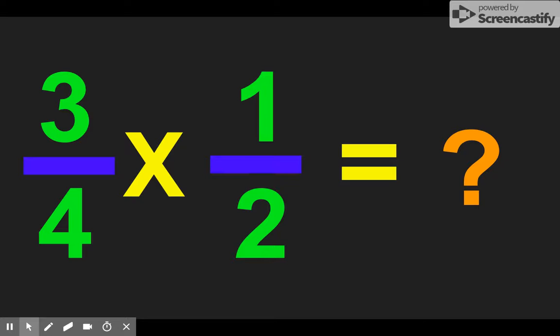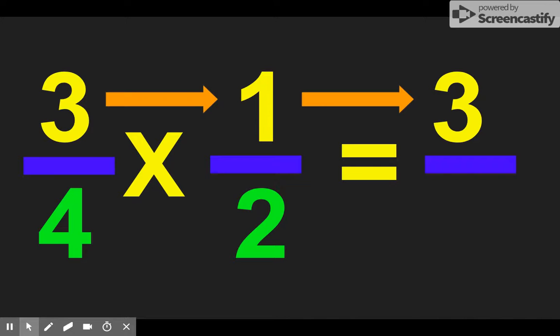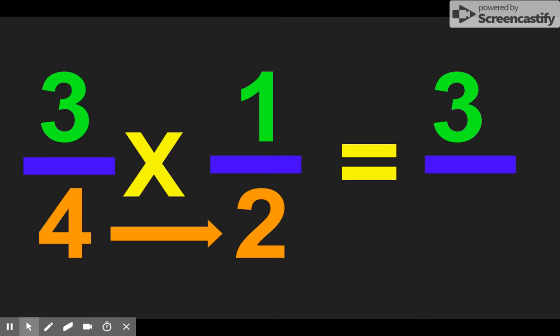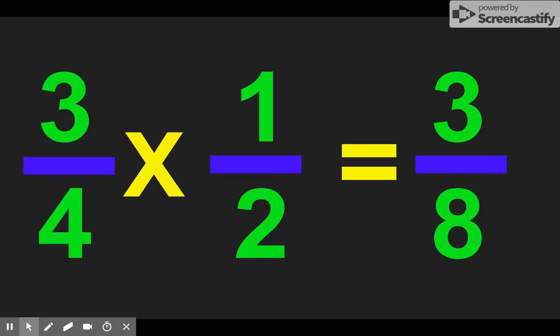Well, to multiply fractions, what I'm going to do is first multiply the numerators. 3 times 1, and that gives me 3. And then I'm going to multiply the denominators. 4 times 2, and that gives me 8. So, my final answer, 3/4 times 1/2 makes 3/8.